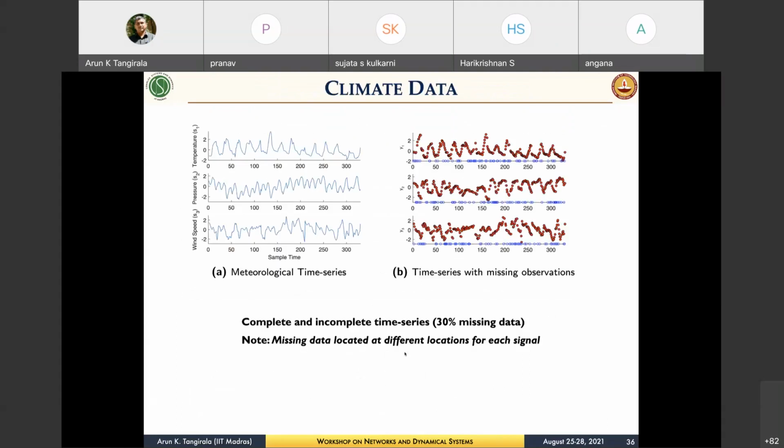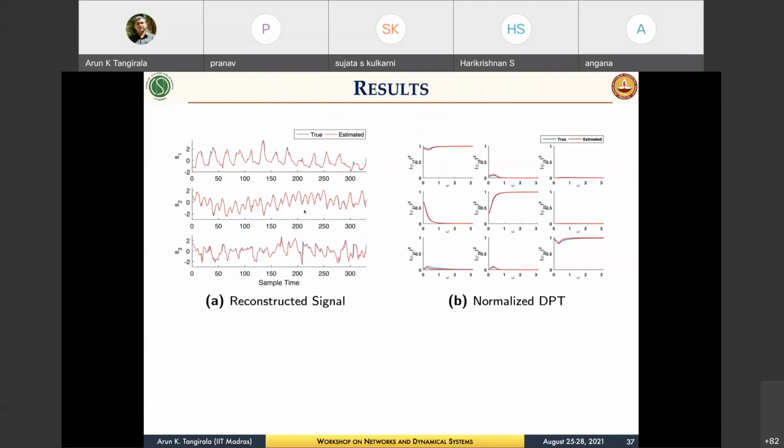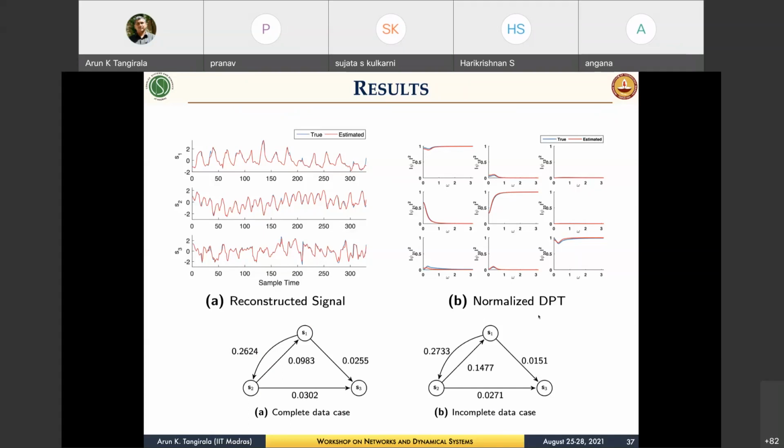So just to give you an example on climate data here, you can see you have meteorological time series. This is real data. We introduce missing observations deliberately, about 30%. And note that missing data is at different locations for each signal. And we have the reconstructed signal here coming from the method. And this is the normalized direct pathway function from which you can reconstruct the network. So you can conclude, for example, that Z2 doesn't affect Z1, or S1 doesn't affect S2, S3, sorry, doesn't affect S1, whereas S1 affects S3. So you can complete the rest of the picture here.